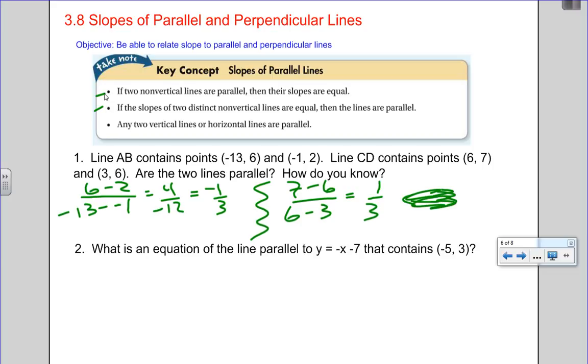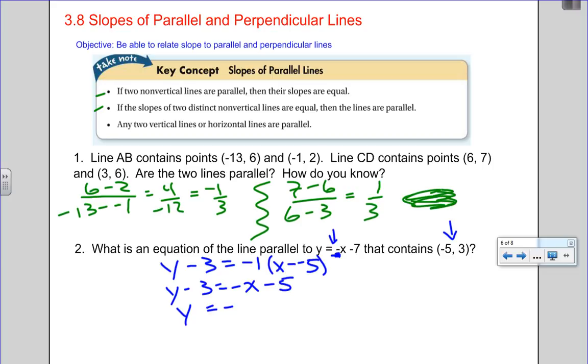What is the equation of the line parallel to y equals -x minus 7 that contains -5, 3? Well, parallel means same slope. The only thing you're going to take from this equation is its slope. That slope is -1. Now I know the point slope formula. Y minus 3 equals -1 times x minus -5. So it has the same slope, but is going through that point now. So y minus 3 equals -x minus 5. Y equals -x minus 2.